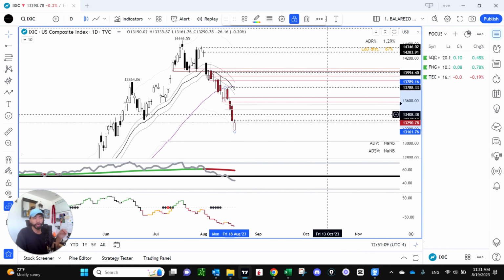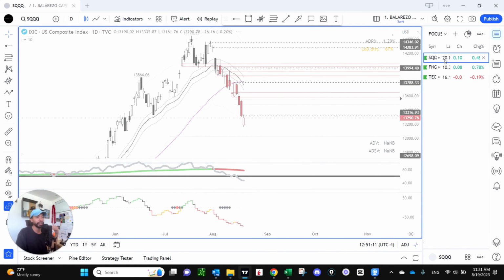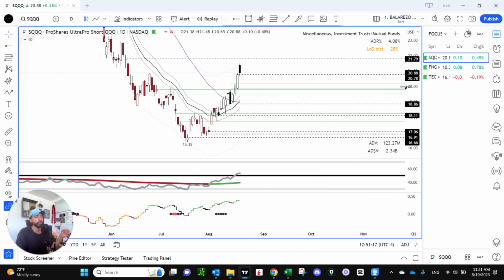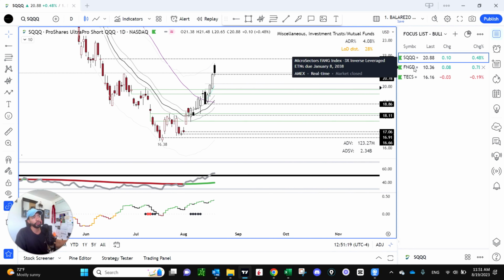I'm going to keep it pretty simple, guys. I'm looking at the SQQQ, and if you want to take a screenshot here, I'm looking at the SQQQ. I'm looking at the FNGD, which is the inverse ETF for the FANG, and then I'm looking at the TECS, which is basically the 3X bear ETF for the XLK, which is the technology sector. So just keeping things really simple. If we take a look here at the SQQQ, which looks very similar to the other names that I'm going to show you, this is looking pretty bullish, right?